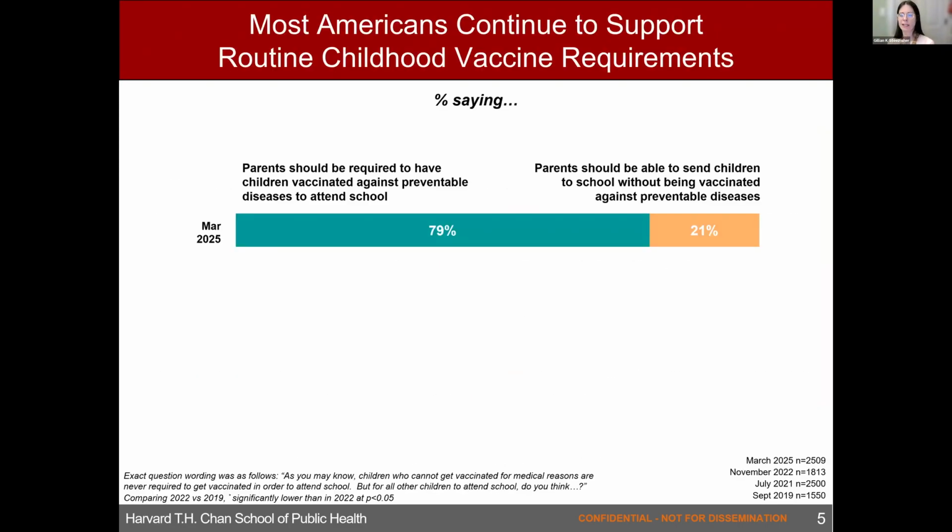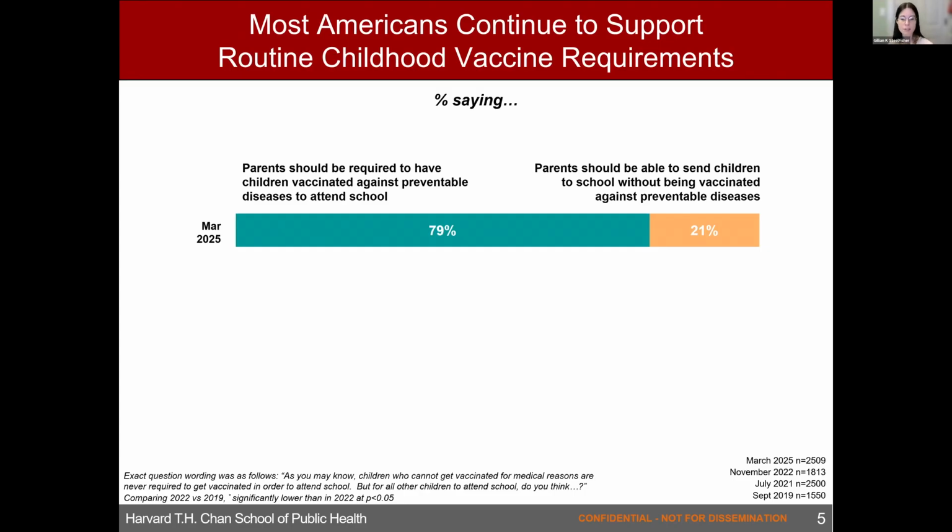Okay, so I'm going to tell you just straight off the bat, we ask people and have asked people for a long time, should parents be required to have children vaccinated against preventable diseases, or should they be able to send their children to school without being vaccinated against those diseases? This is the basic backbone of policy of childhood vaccination in the United States. There are medical exemptions in every state, and religious exemptions and personal exemptions in some.